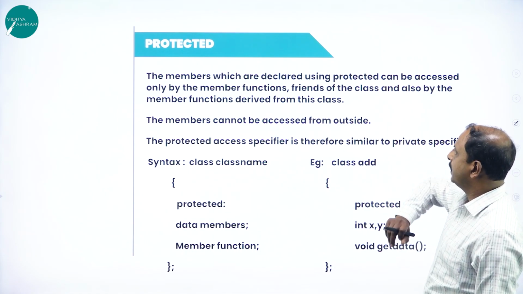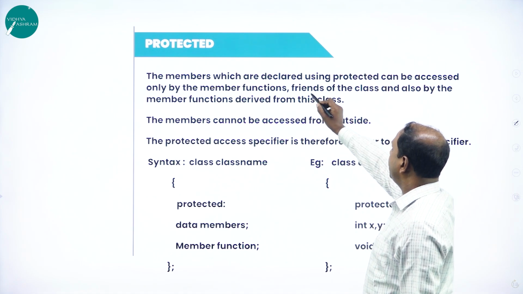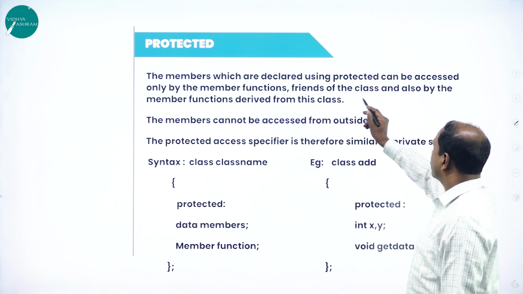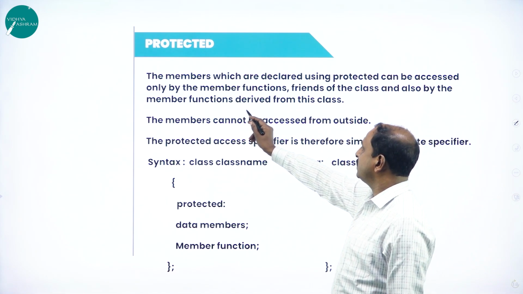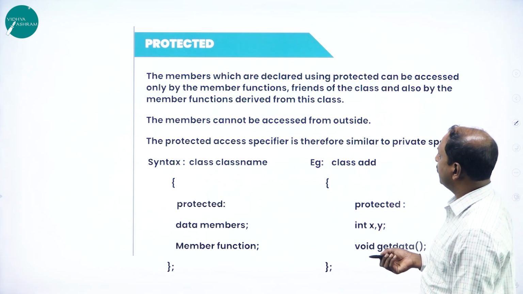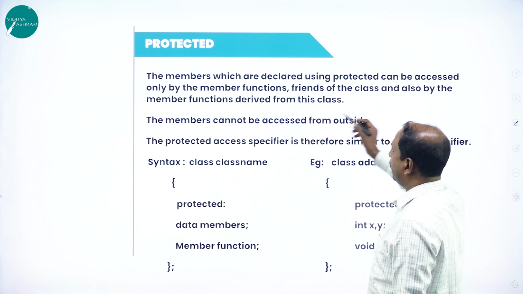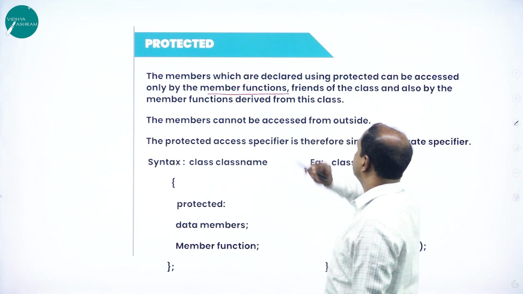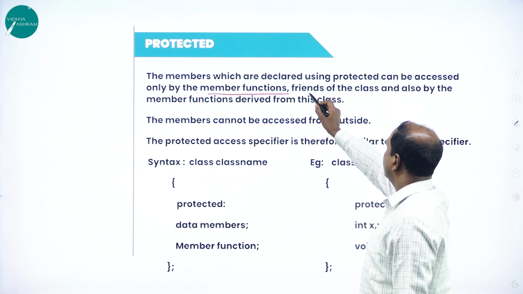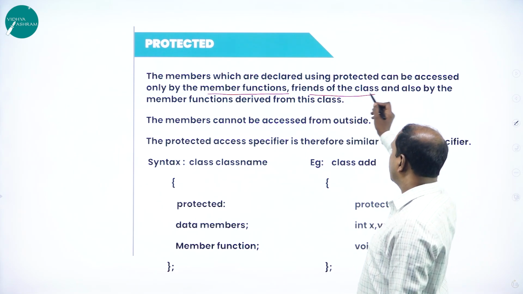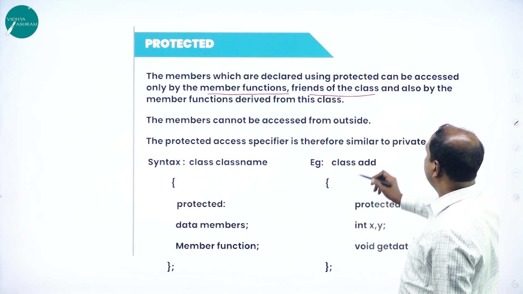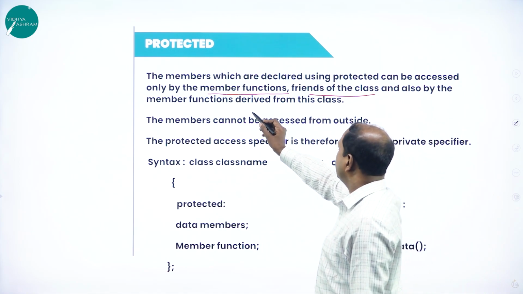Here, protected. The members which are declared using protected can be accessed only by the member functions, friends of the class and also by the member functions derived from this class. So this is the definition of protected access specifier. It can be accessed by the member functions within the class. This is one condition. The second is friends of the class, and here you are going to learn about the friend function. So those functions have access to these protected data members.